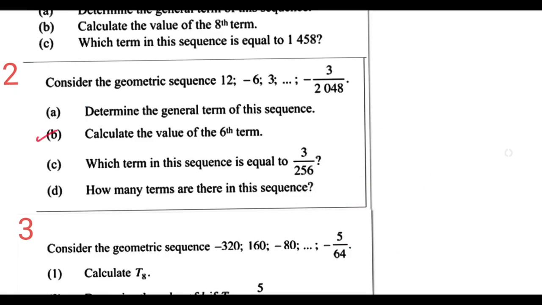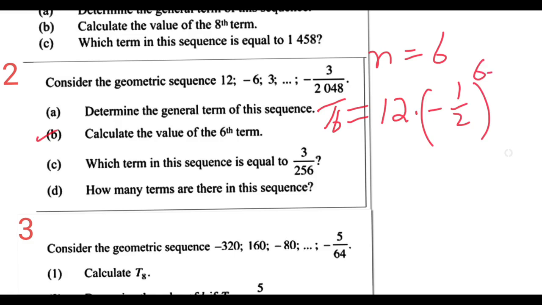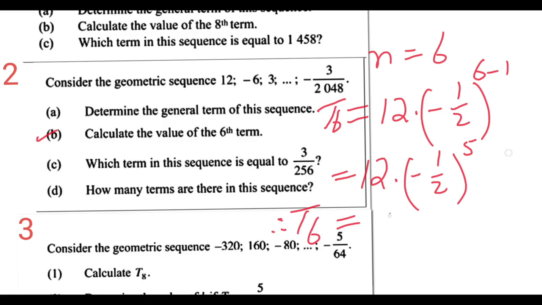B part, he say calculate the value of the sixth term. That's a quite easy question now. The n is equal to 6, so which means T6 I need to find. Place of n I'm going to substitute 6. So the 12 multiply negative 1 over 2, this is our formula, and 6 minus 1. So use my calculator. 12 multiply negative 1 over 2, the power is 5. So the answer, therefore T6 will be equal to negative 3 over 8. This is my final answer.